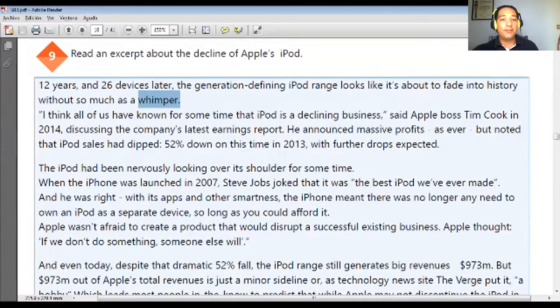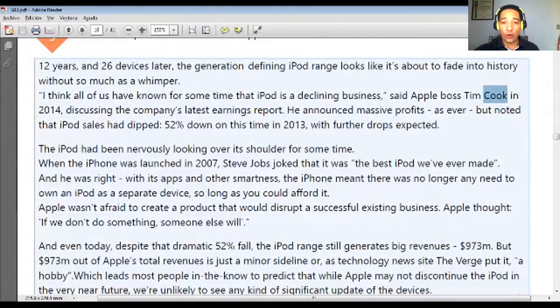I think all of us have known for some time that iPod is a declining business, said Apple boss Tim Cook in 2014. Discussing the company's latest earnings report, he announced massive profits as ever, but noted that iPod sales had dipped 52% down on this time in 2013, with further drops expected. The iPod had been nervously looking over its shoulder for some time. When the iPod was launched in 2007, Steve Jobs joked that it was the best iPod we've ever made. It was a joke. And he was right.